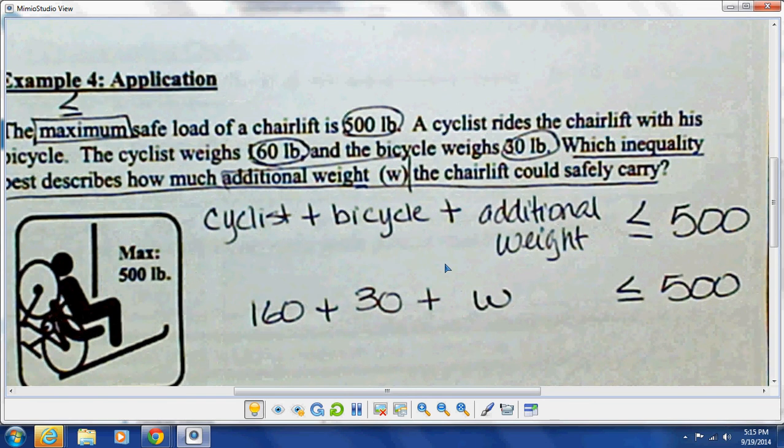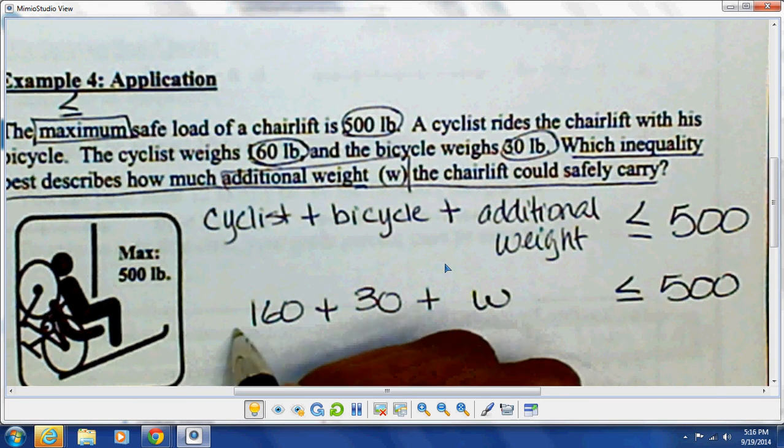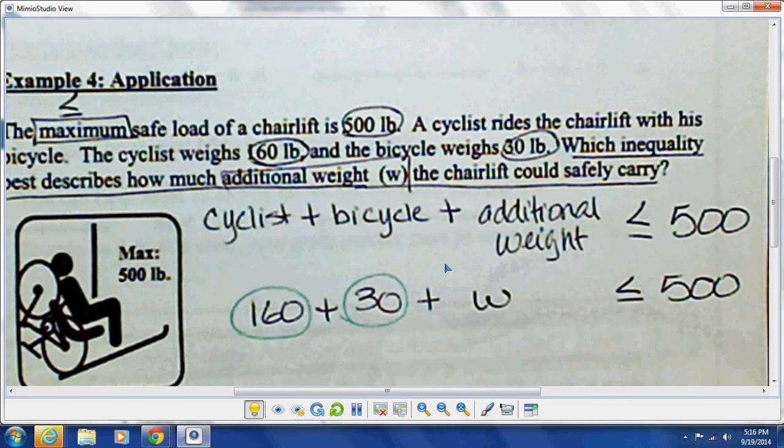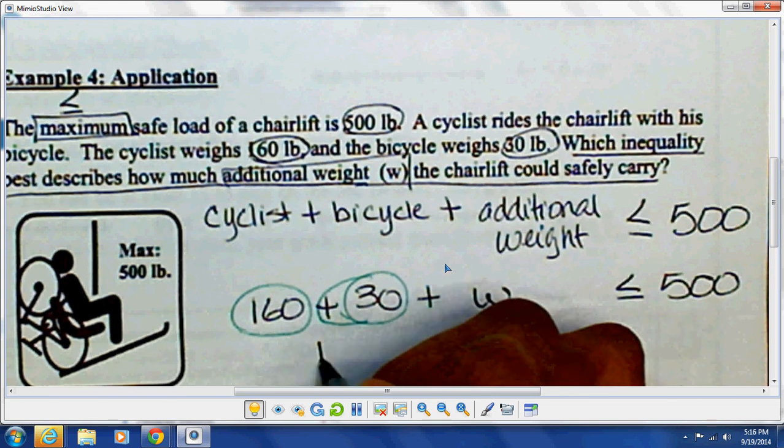Now remember, when we solve our equations, we have to combine like terms. Excuse me, hold on, let me put my new pen beside me. Our like terms are the numbers by themselves that have no variables attached. We see our like terms are here and here, because we have like terms on the same side. I forgot to include that plus in there. So the first thing we need to do is combine 160 plus 30 to get 190.